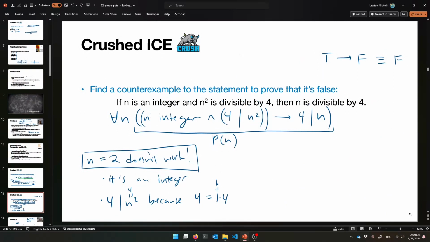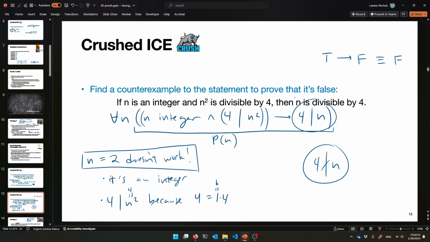The and makes true for the hypothesis. Then I need to show that false. I have false in the conclusion. So is it true that 4 divides n? No, this is false. So I can say that 4 does not divide n. Write a little slash like that to mean not divide, just like you can write a slash to mean not equal to. 4 does not divide n.